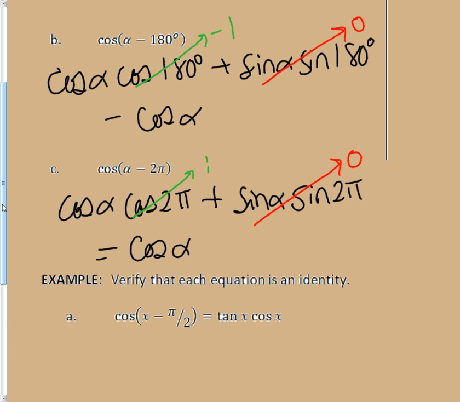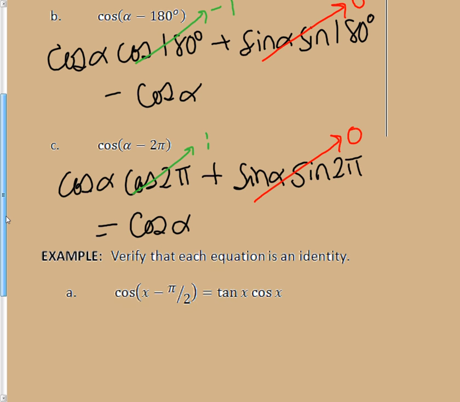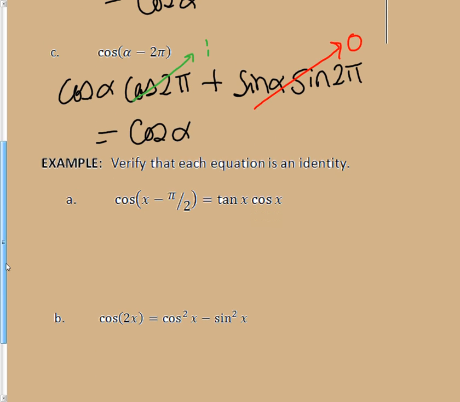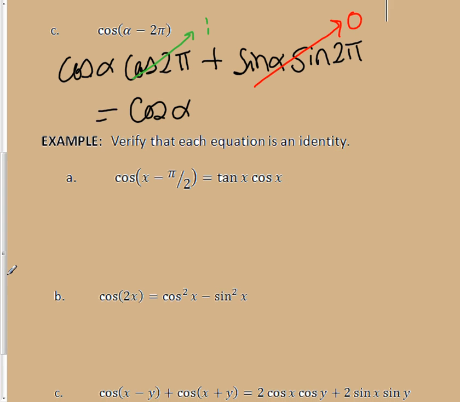And then that allows us to start thinking about verifying identities. So I'm going to do the first one here. I have the cosine of x minus pi over 2 equals the tangent of x, the cosine of x. I'm going to work with the left-hand side, but you could easily work with the right-hand side. So working with the left-hand side, I'm going to declare it left-hand side. And I have the cosine of x minus pi over 2.